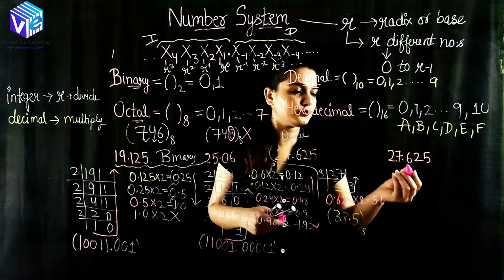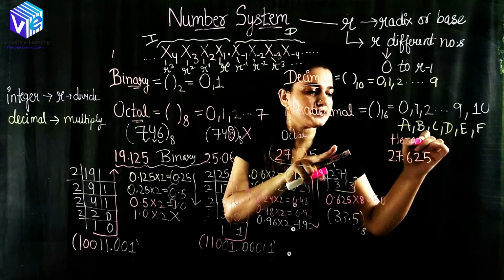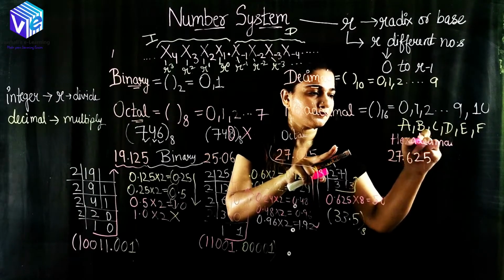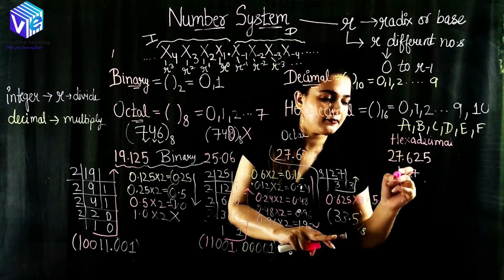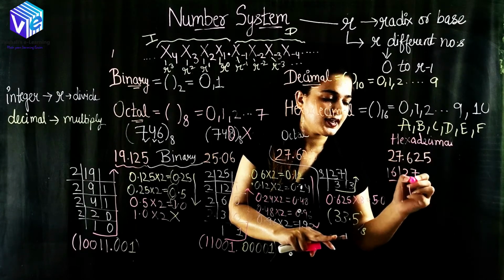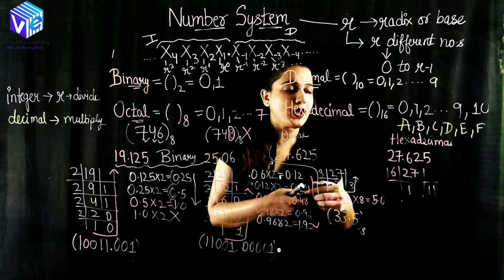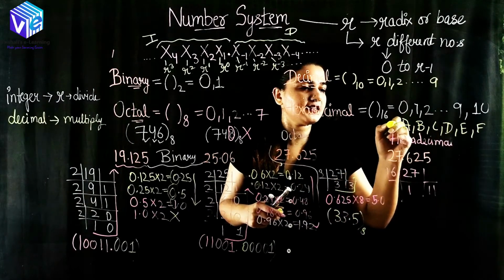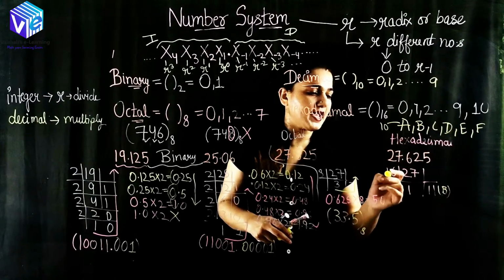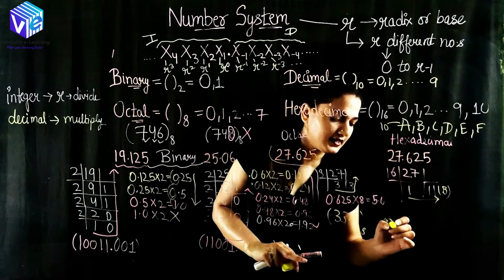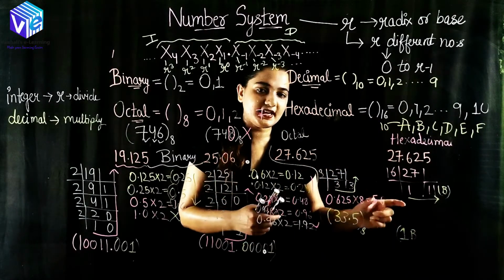Now I have this number 27.625 and again I have to convert it into hexadecimal. Okay, so again I have the integer part. Integer part is 27. I will divide it by 16. So here I'll be having 1 and here I'll be having remainder as 11. So how do I represent 11? 10 was represented as A. 11 is represented as B. So I'll be having 1B as the integer. So 1B represents the integer part.